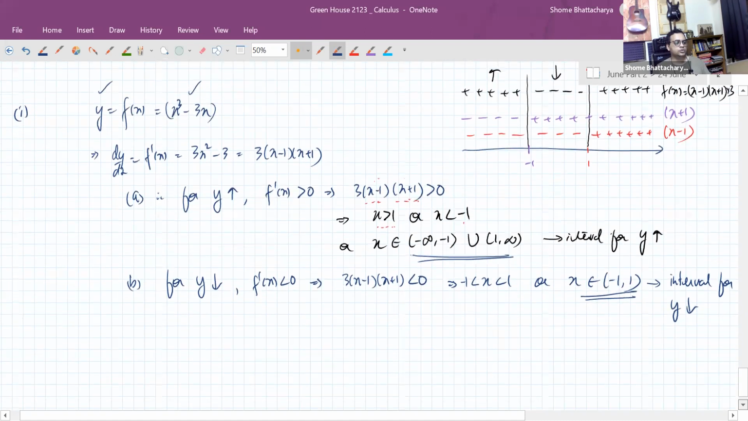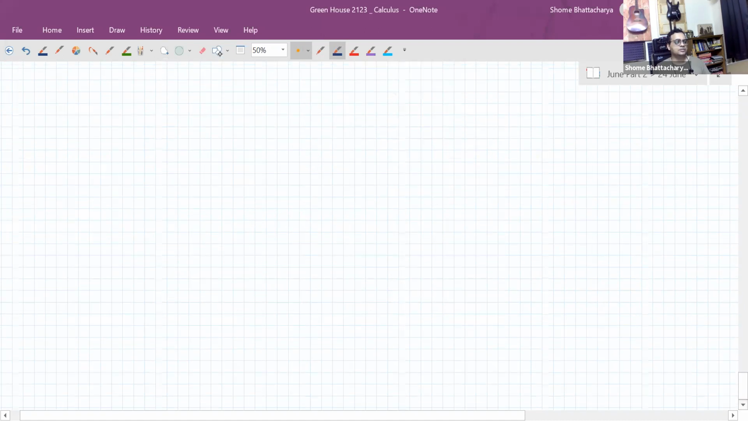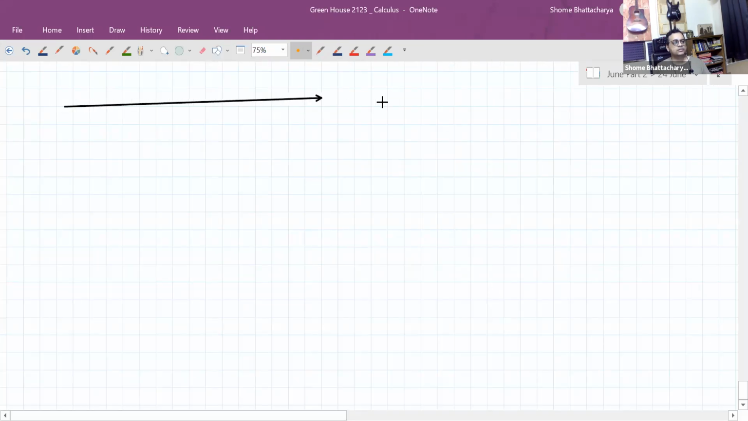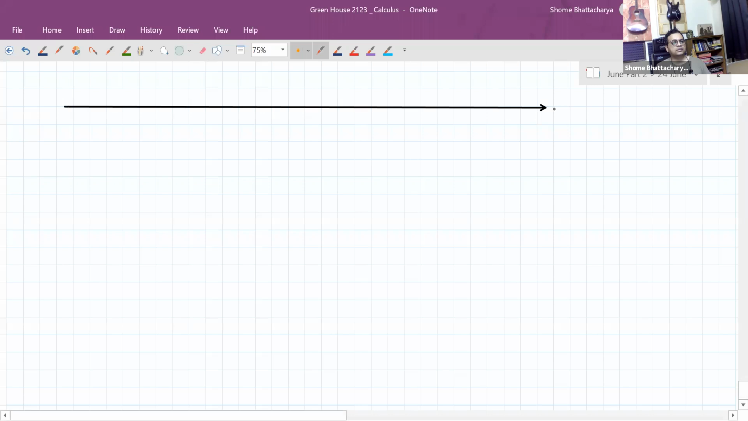Now, of course, using this information and a bit more analysis, we can come to that very interesting thing where already we saw on the number line, we analyzed that -1 was one important point, +1 was one important point. Now, what was our function? Our function was x cube minus 3x. So one thing we can see that for x tending to -infinity, what will be the value of y? Again, it will tend to -infinity because the x cube term will dominate. Okay. And similarly, for x tending to infinity, y will tend to infinity because the x cube term will dominate.